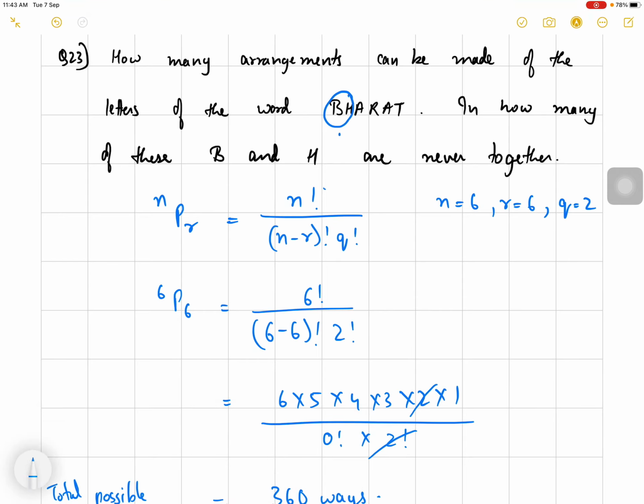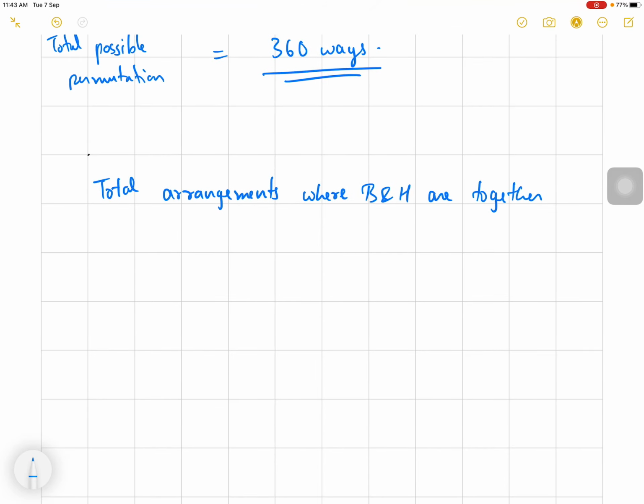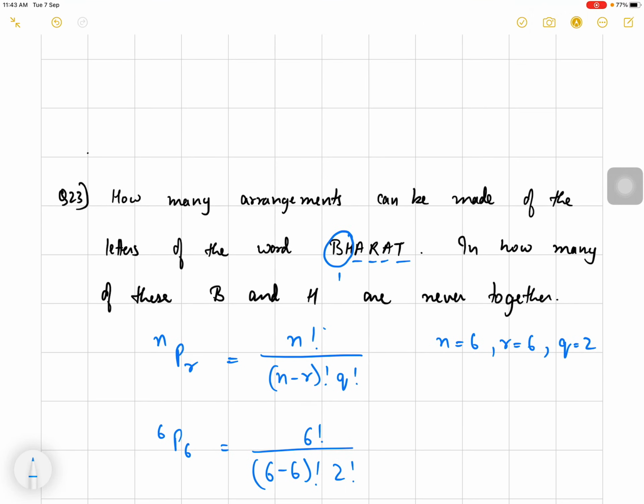If B and H is one word, then 1, 2, 3, 4, 5. That means now there are 5 letters and 5 places. You can do 6 minus 2 plus 1, which is 5. So when B and H are together, now there are 5 places and 5 letters, because B and H is one letter and A is repeated.